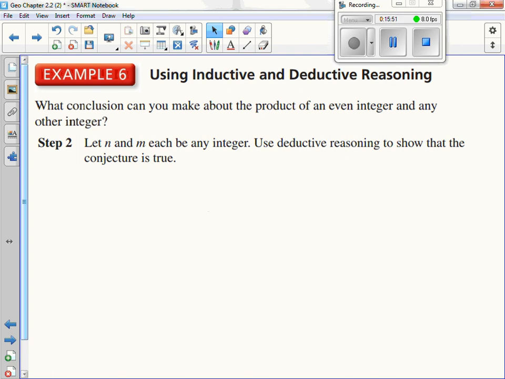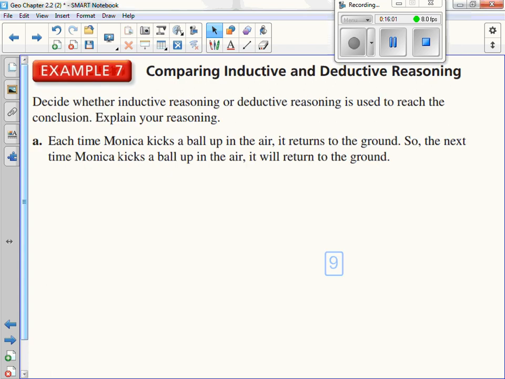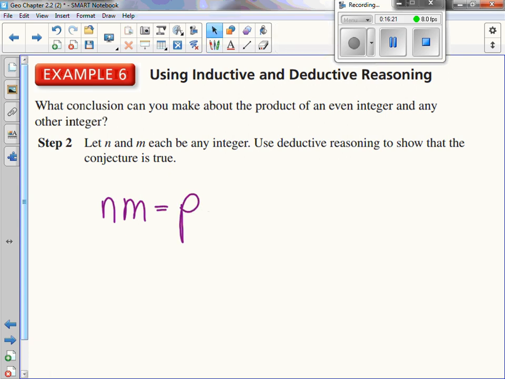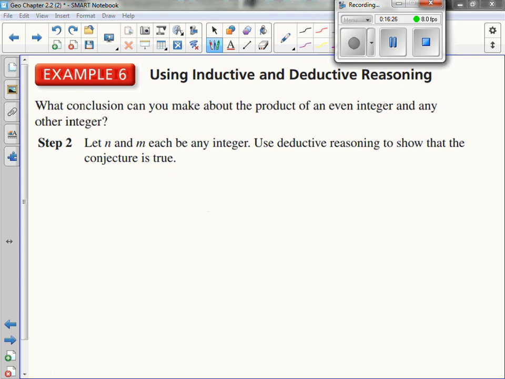Let n and m each be any integer, then use deductive reasoning to show that the conjecture is true. So we showed it using inductive because we used examples. So let n and m be any integer. It's going to be n times m. So any integer, so we want to prove this here, yes?